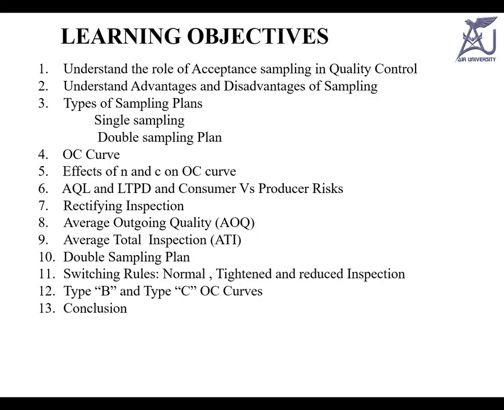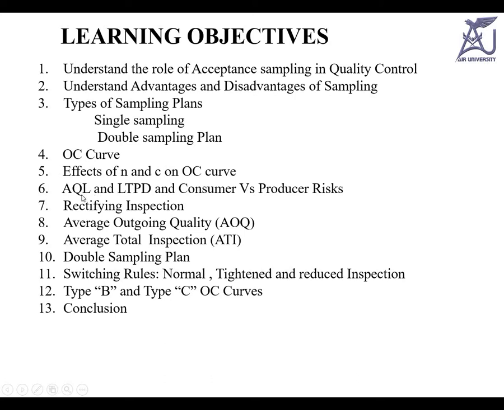Today we are going to study the following topics. First of all, we will study the role of acceptance sampling in quality control, and an understanding of the advantages and disadvantages of sampling and the types of sampling plan. First we will study a single sampling plan, then a double sampling plan, and we will also study the operating characteristic curves. Then we will study the effects of the sample size n and the acceptance number C on the OC curve, how n and C affect the OC curves and their shape.